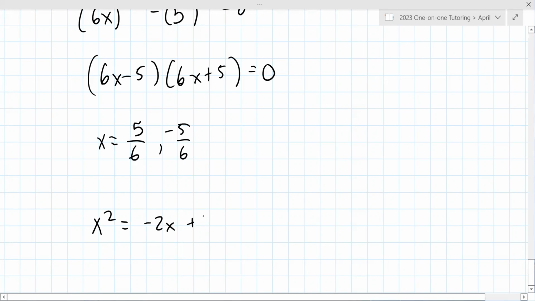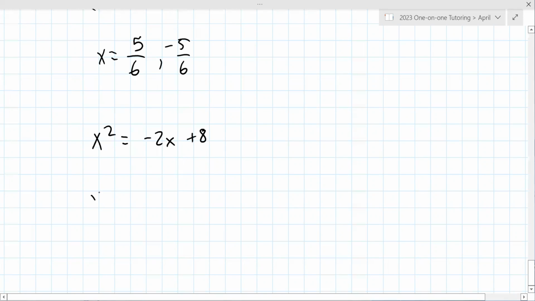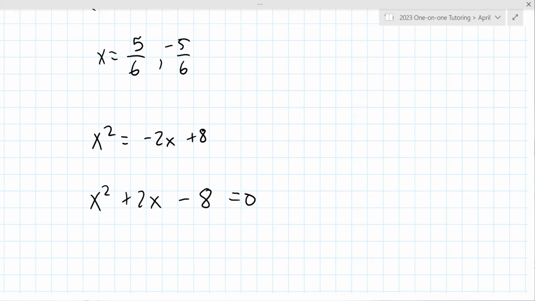Like this. Yes. Okay, so we get x squared plus 2x minus 8 equals 0. Why don't you give that one a try on your own, please?